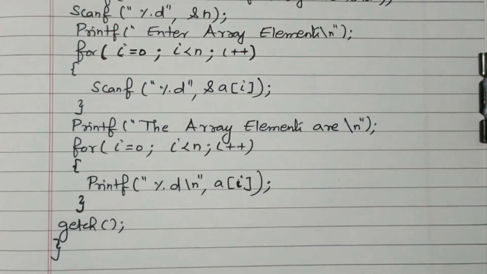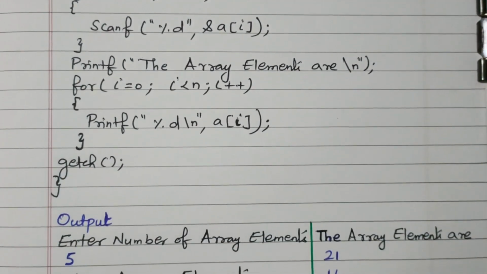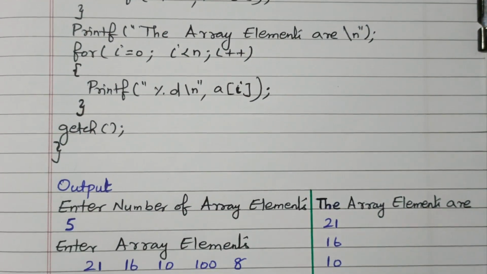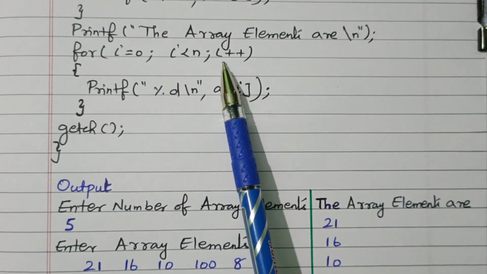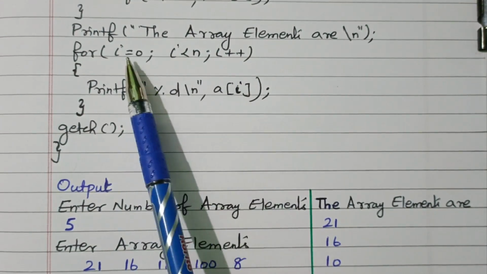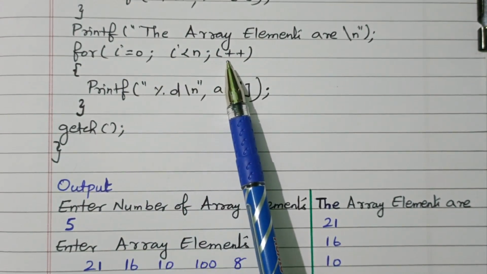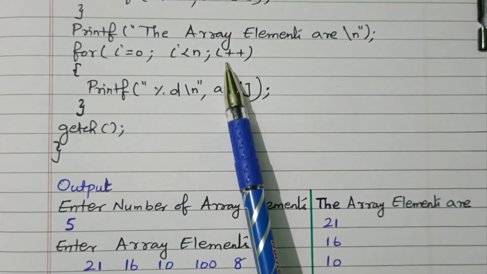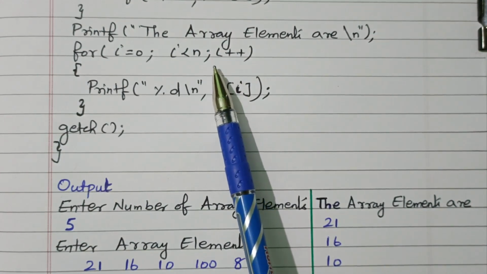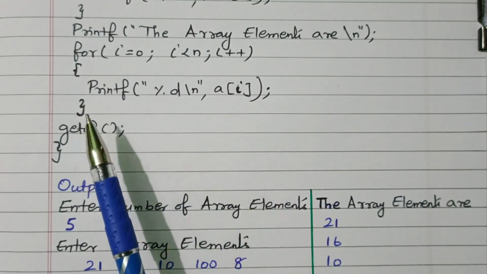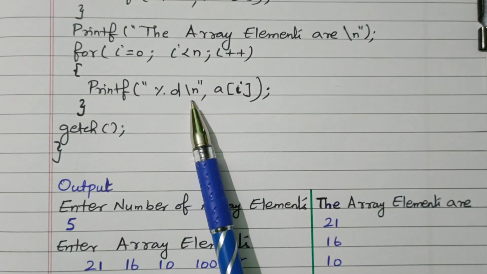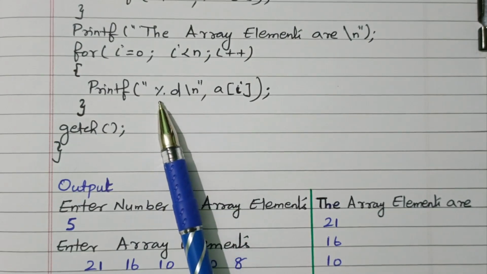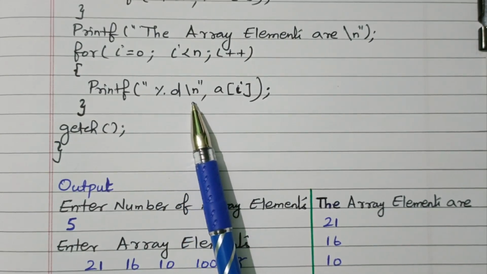So while printing the data, we also need one more for loop: for i = 0, i < n, i++. The same for loop we used in scanf is needed here, because we need to print the data one by one, that is 5 data. Earlier we used scanf, now printf("%d\n"), which means after printing one data it will go to the next line.